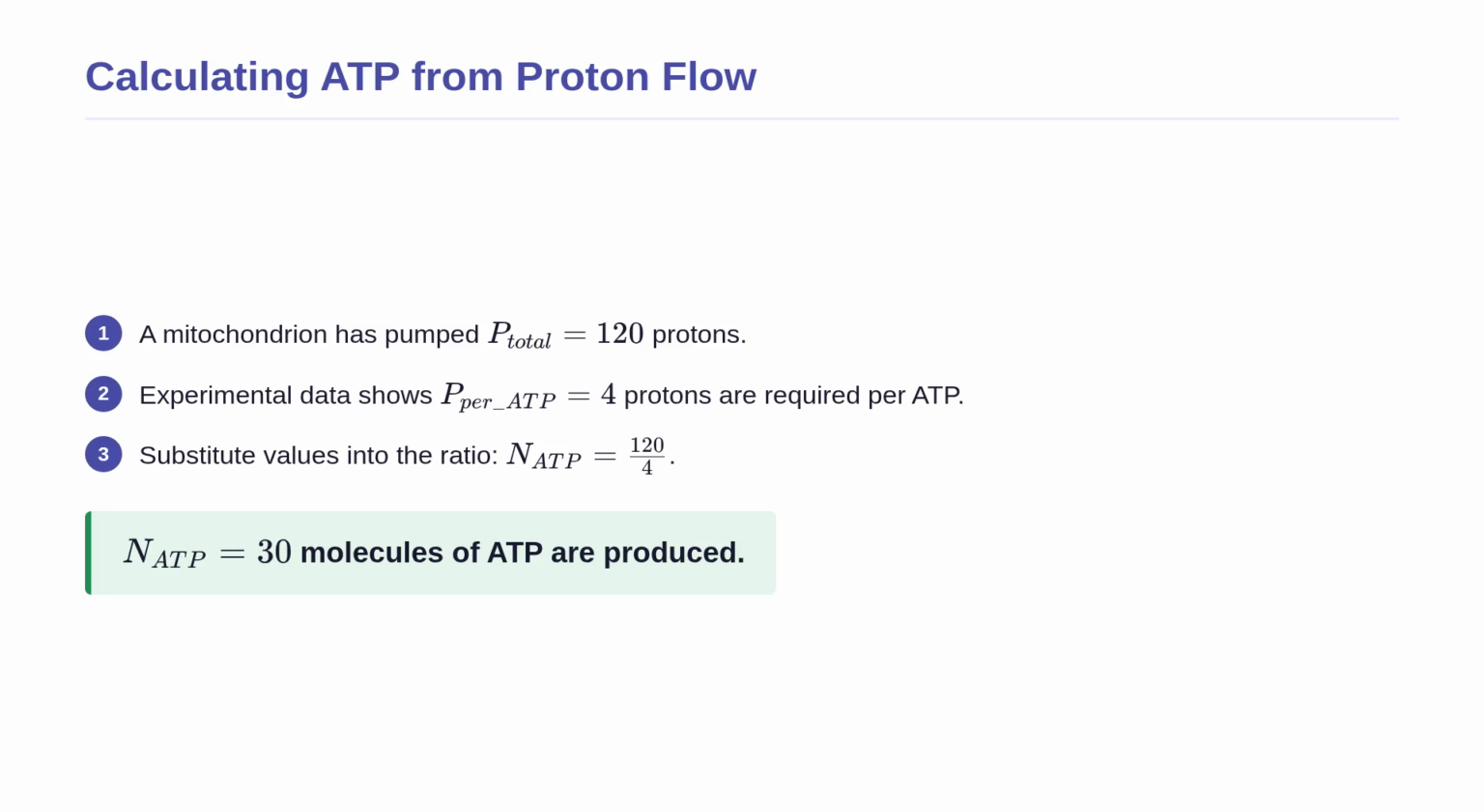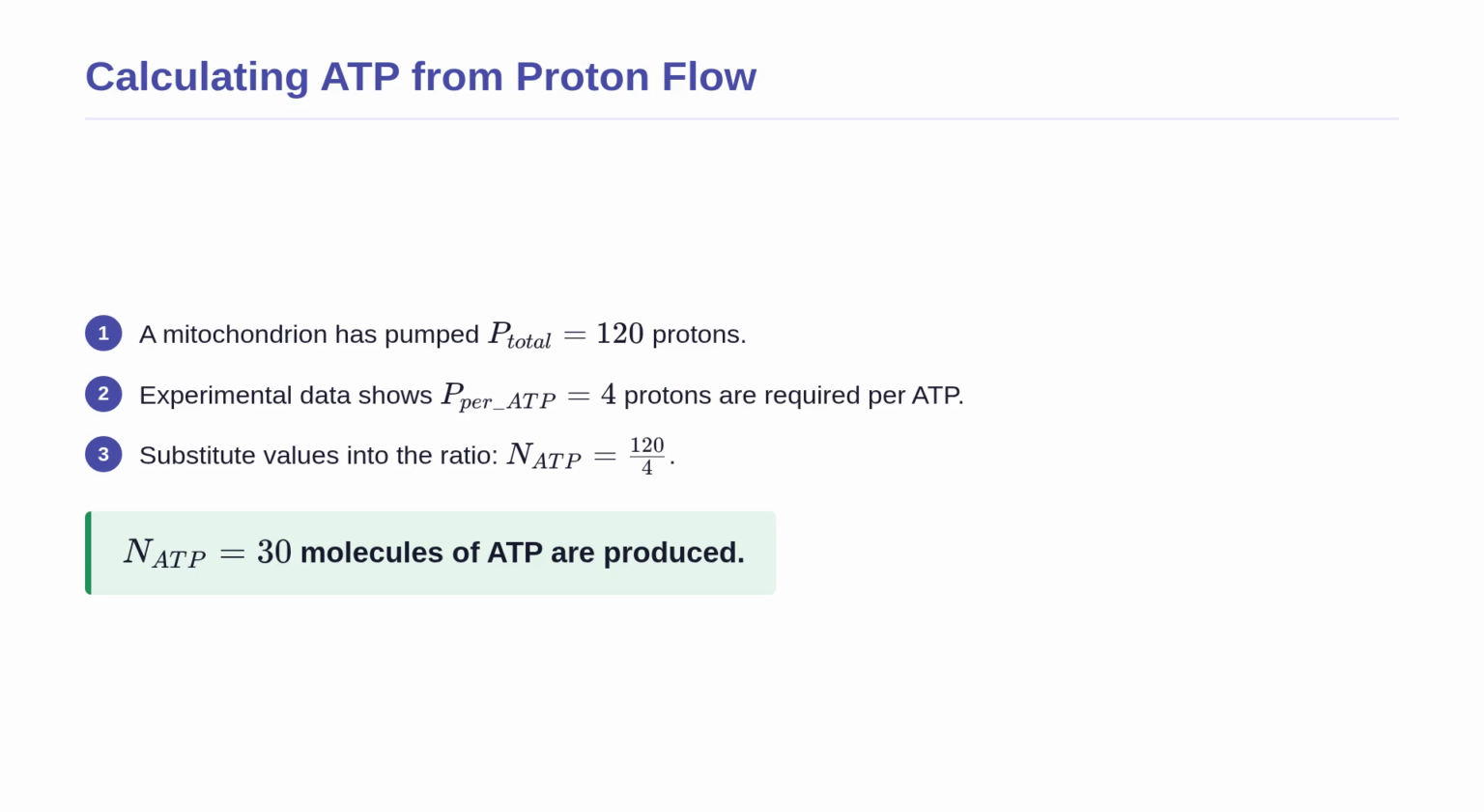We are given that a specific mitochondrion has pumped 120 protons into the intermembrane space. We also know from experimental data that it takes exactly 4 protons flowing through ATP synthase to synthesize 1 molecule of ATP. We chose our ratio formula because it perfectly models this biological cost. By substituting our known values, we divide 120 by 4. The final answer is 30.